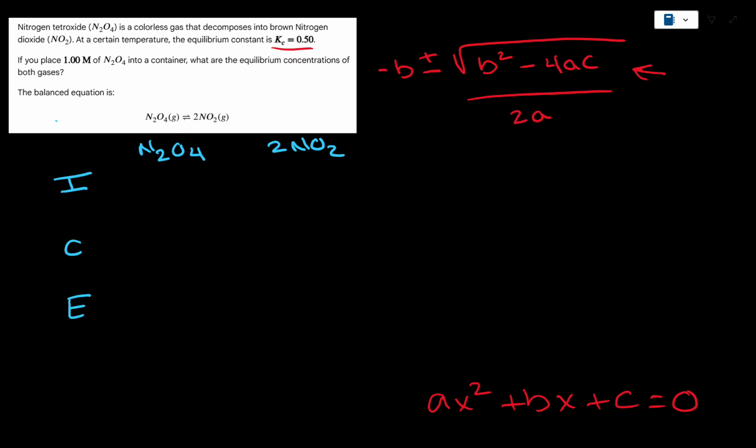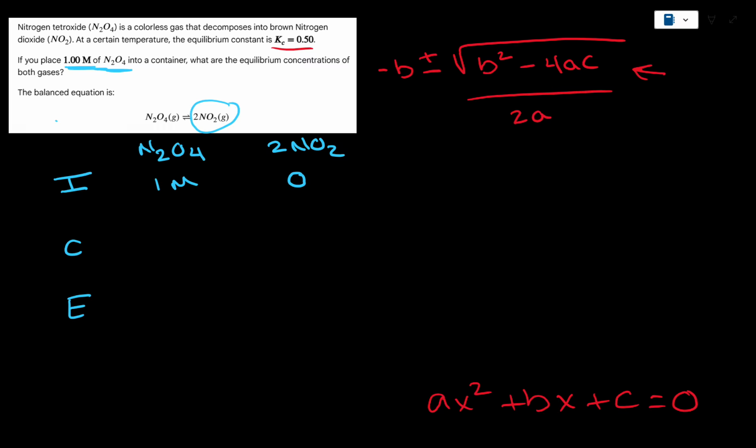Okay, so they do give us an initial. It says if you place 1 M of N2O4 into a container, so the initial is going to be 1 M. And then, only if the problem says otherwise, but usually we assume that the product at initial is going to be 0, because you can't have any product if the reaction hasn't even started. So we're just going to put 0 right here.